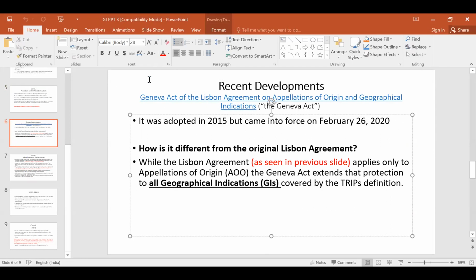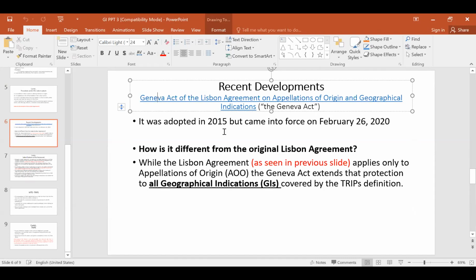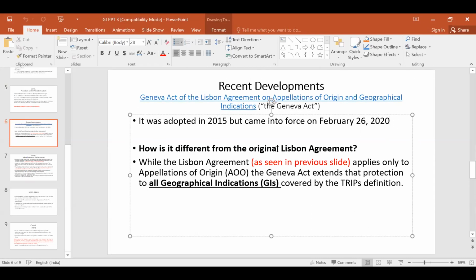Now, how is this Geneva Act of the Lisbon Agreement different from the initial Lisbon Agreement? As I told you, the Lisbon Agreement has a demerit because it only talks about appellation of origin. However, this Geneva Act now extends the protection to all geographical indications, which was previously restricted to appellation of origin. So the Lisbon Agreement initially covered only appellation of origin; the Geneva Act 2015, which came into force in 2020, took note of it and extended the Lisbon Agreement not only to appellation of origin, but also to all geographical indications. So the first disadvantage of the Lisbon Agreement has been covered by the Geneva Act.